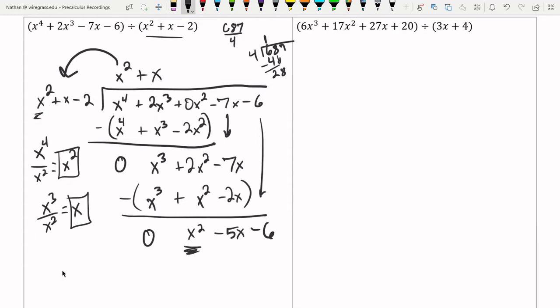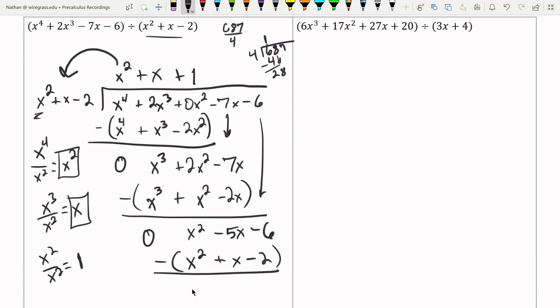Divide the first two terms together, x squared over x squared. So we get 1 times x squared is x squared. 1 times x is x. 1 times negative 2 is negative 2. Subtract, once again, we have 0 here. Negative 5x minus positive x is going to be negative 6x. And then negative 6 minus negative 2 is plus 2, so we get negative 4.